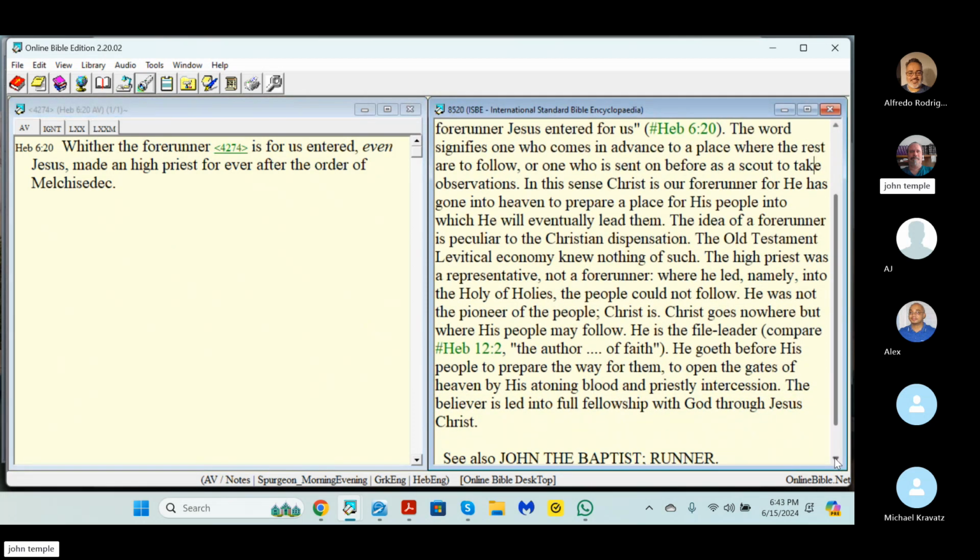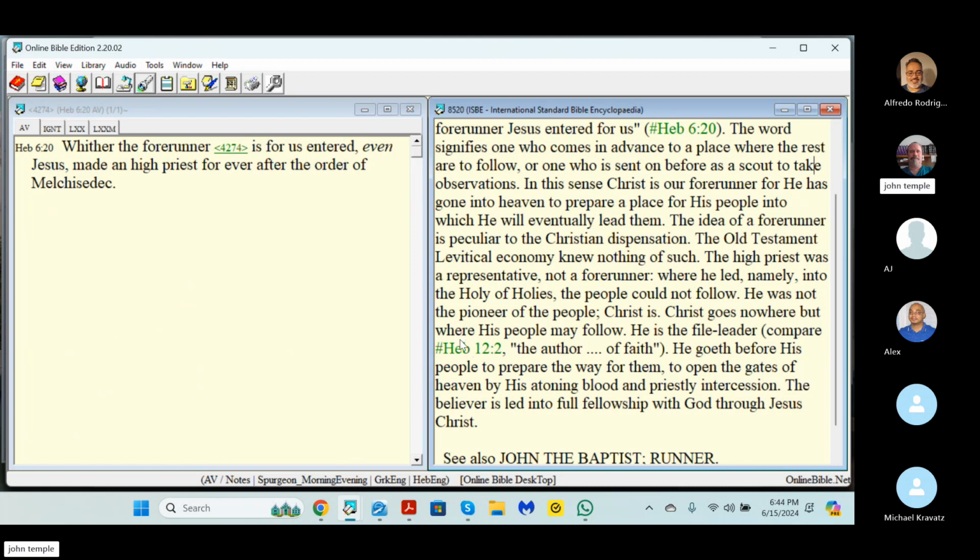But you'll see it in, it was in Micah, I think the word is used, not as a forerunner, but somebody that's coming before, like John the Baptist is mentioned. You'll see him in the Old Testament, you know, the Elijah and the forerunner and things like that. But they use a different word for it. The high priest was a representative, not a forerunner, where he led namely into the Holy of Holies, and that people could not follow. So he was not the pioneer of the people. Christ is. Christ goes nowhere but where his people may follow. He is the file leader.